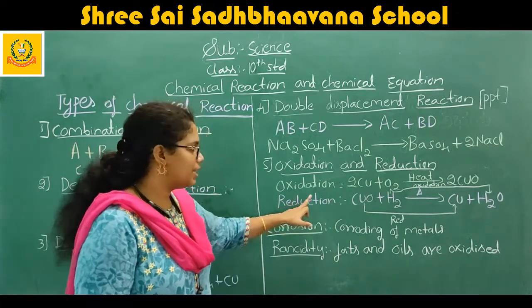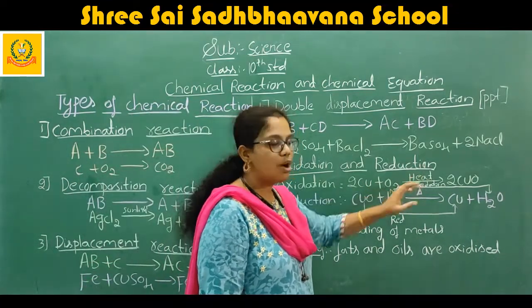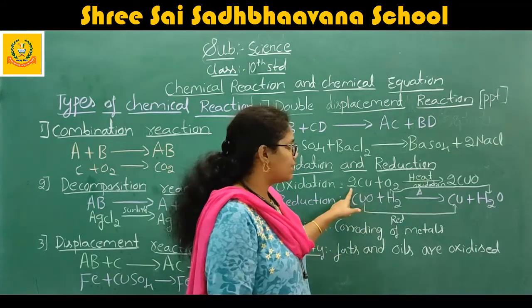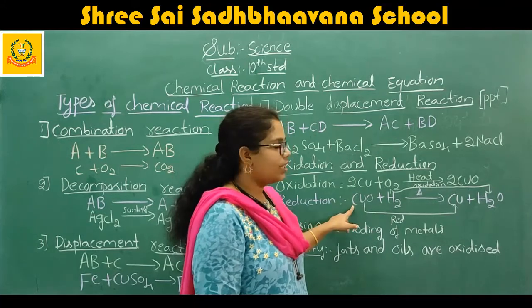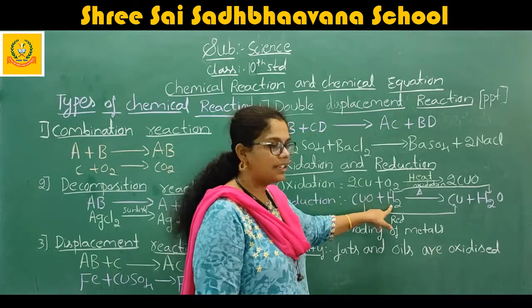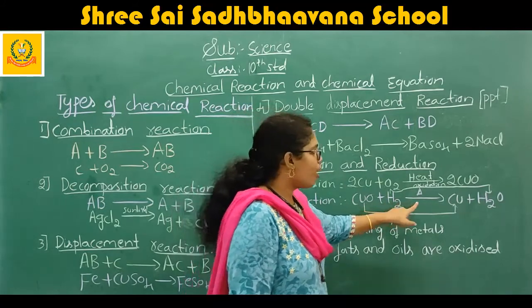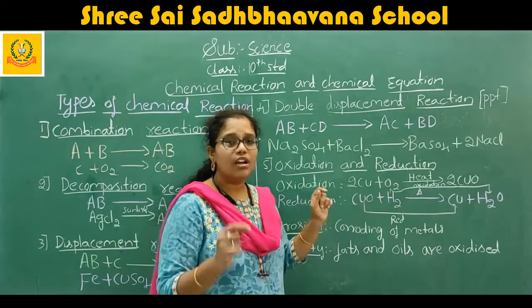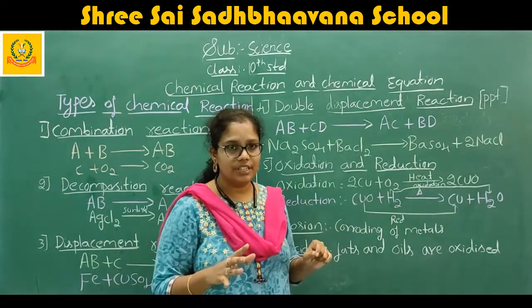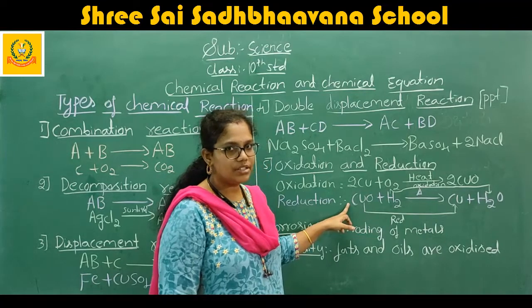If you see the example, in the first one, oxygen is added to copper to form copper oxide. This is the best example for an oxidation reaction. If you see the second one, here copper oxide is reacted with hydrogen to form copper and water. This is the best example for both oxidation and reduction.